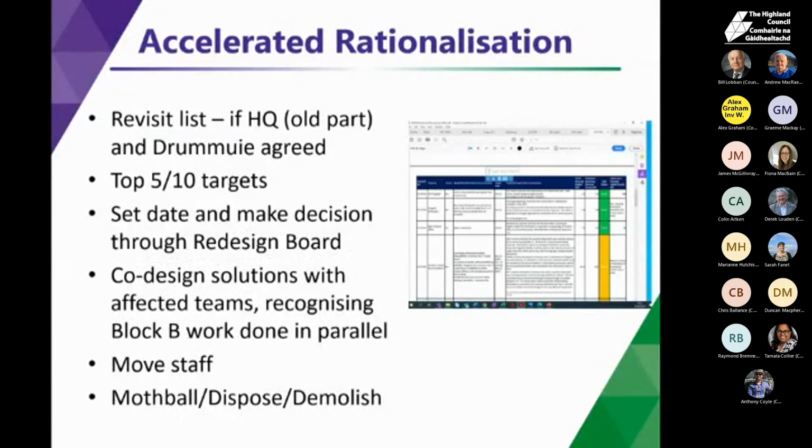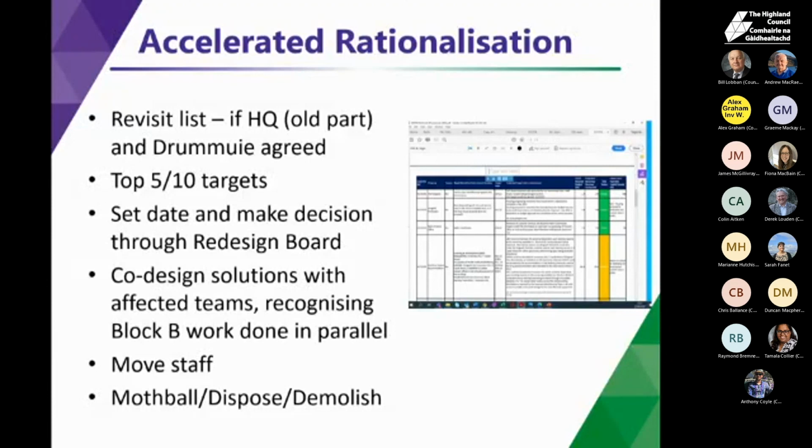So we're looking at headquarters and Dremieux as buildings that can be relatively easily rationalised. We talked about that earlier in terms of the old part of headquarters on Andros Street. We've got the key top five or ten targets that can come out as quickly as possible. We're hopeful that we may be able to deliver more on that, but we're just working our way through the logistics at the present time. We'll be making the decisions ultimately through Redesign Board. That's what we're here today to talk about, the overarching approach and some of the detail I've talked about.